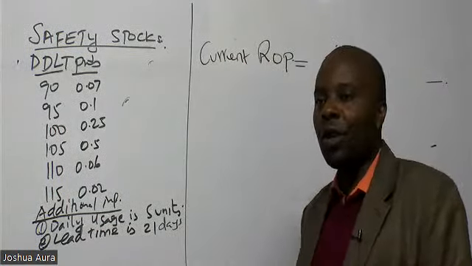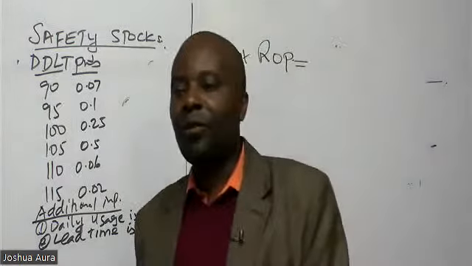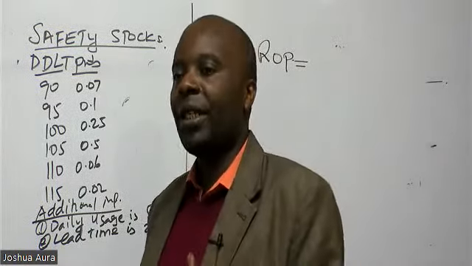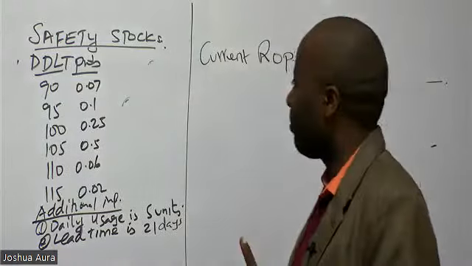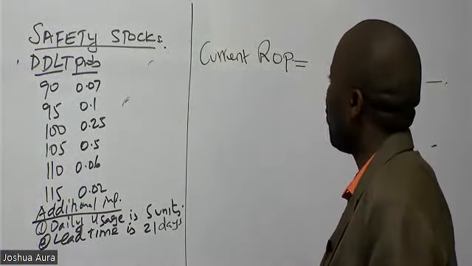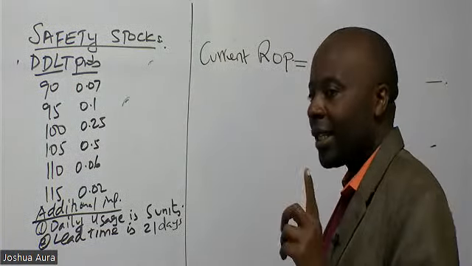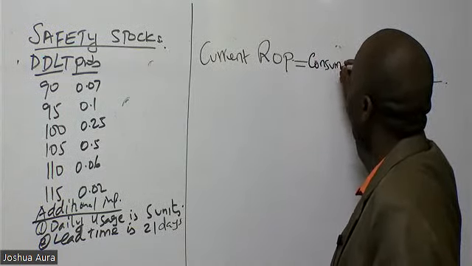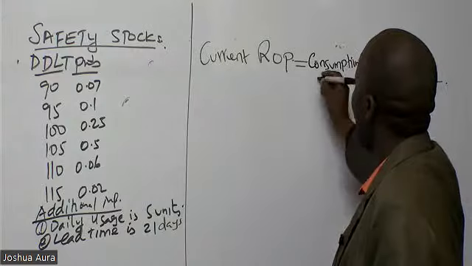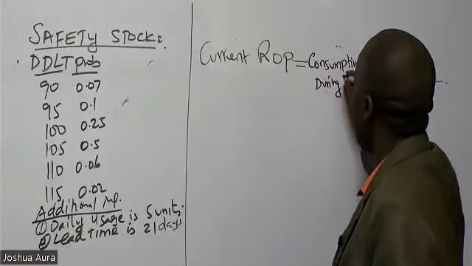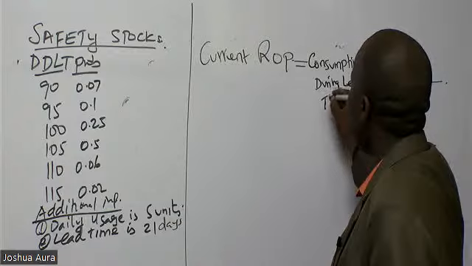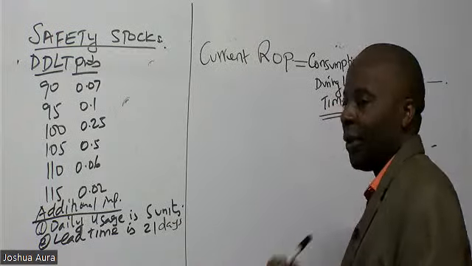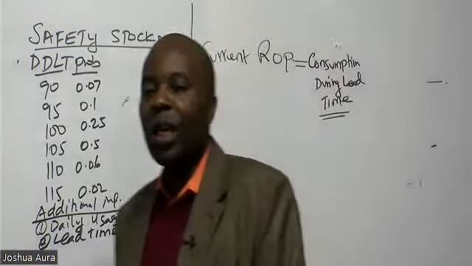ROP stands for reorder point. Please write that in full. This current reorder point is the consumption during lead time. This is the consumption during what? During lead time.